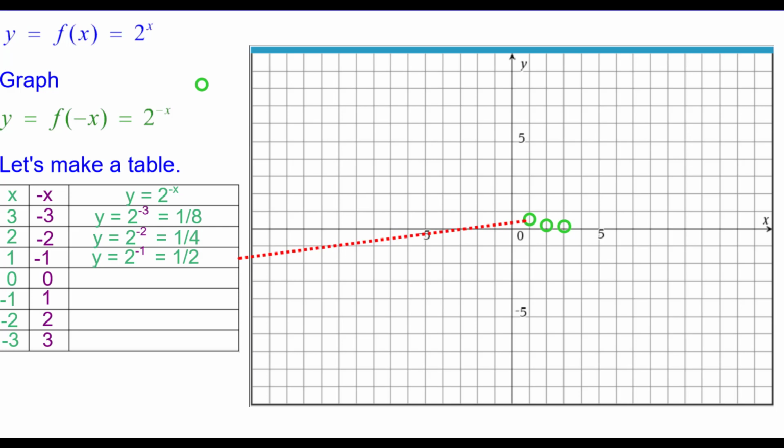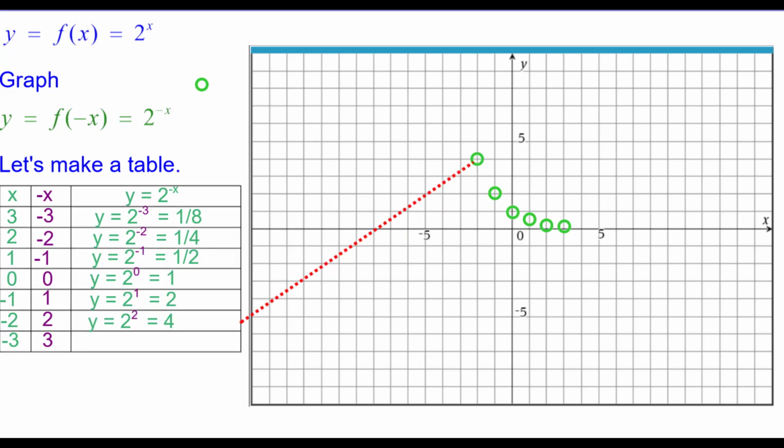When x is 1, the opposite is negative 1. y is equal to 2 to the negative 1 power, which is the reciprocal of 2, 1/2, so 1 comma a half. When x is 0, the opposite of 0 is 0. 2 to the 0 is 1, so 0, 1. The opposite of negative 1 is positive 1. 2 to the first power is 2, so negative 1 comma 2. Negative 2 comma 4. And negative 3 comma 8. Press pause if you need to catch up.